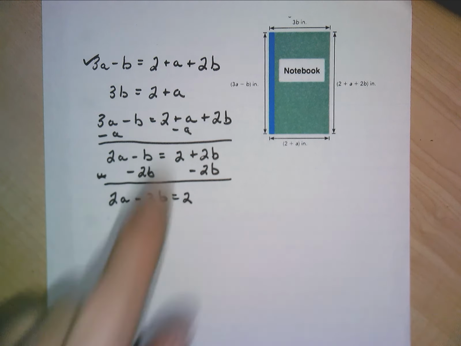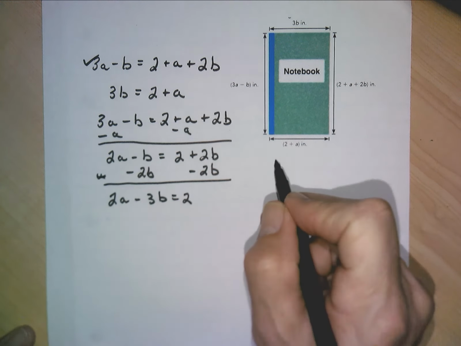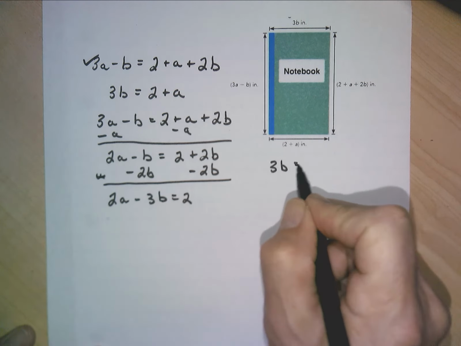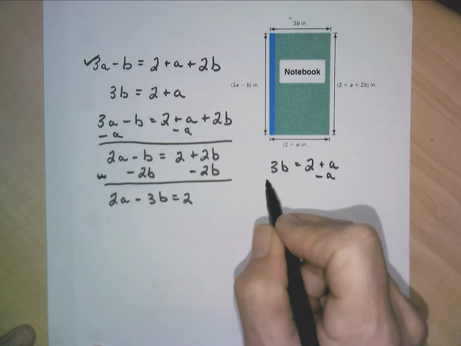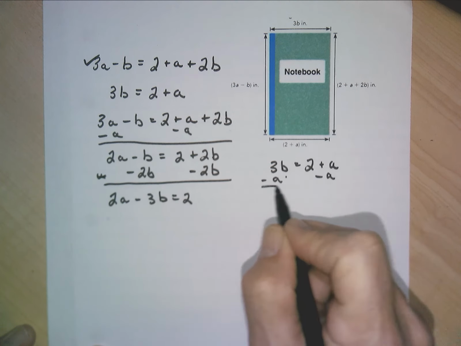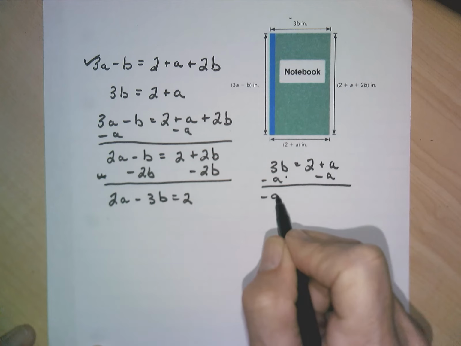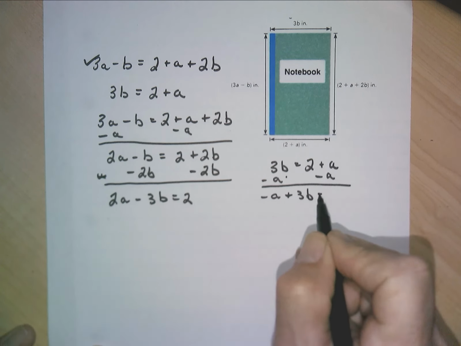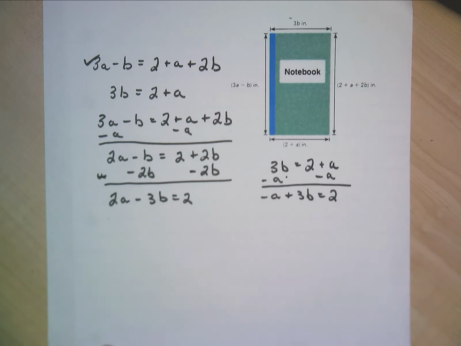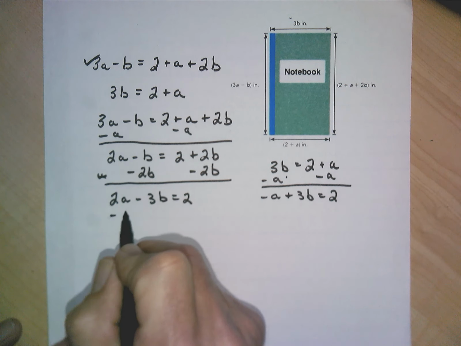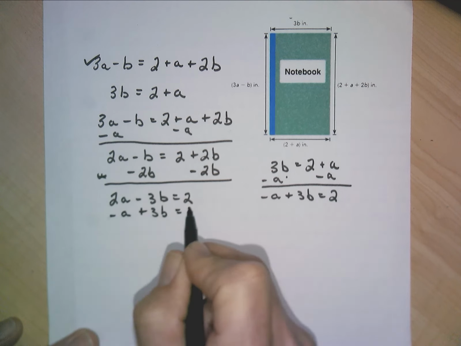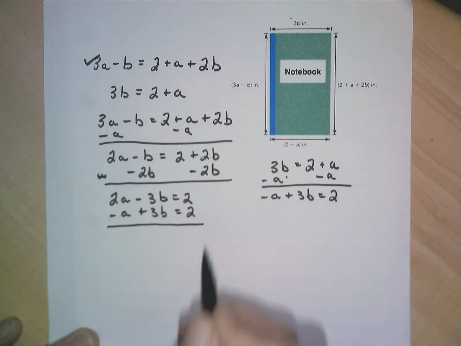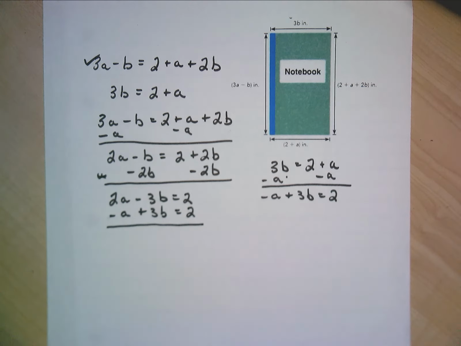Now we'll take the other one. The other one's going to be a little bit easier to get there. 3b equals 2 plus a. I'll subtract a from both sides, and I will get negative a plus 3b equals 2. Now I'm going to put that one under this one. And I think you can take it from there and solve for a and b.